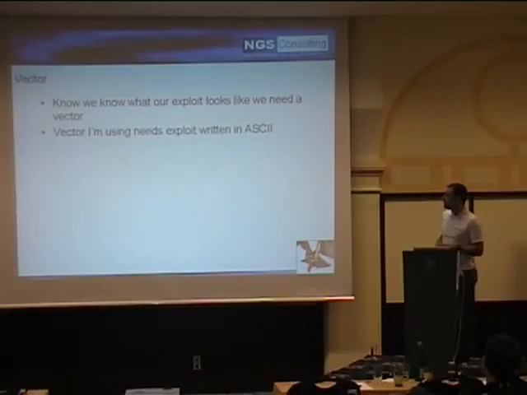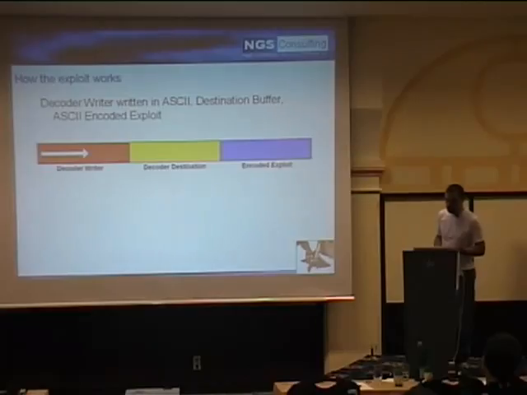The vector I'm using here happens to require that the exploit be written in ASCII, so this needs a bit of explanation. The exploit I'm going to be demoing, because it has to be ASCII, I've written an ASCII, where's this? A decoder. I've written the decoder writer in ASCII.